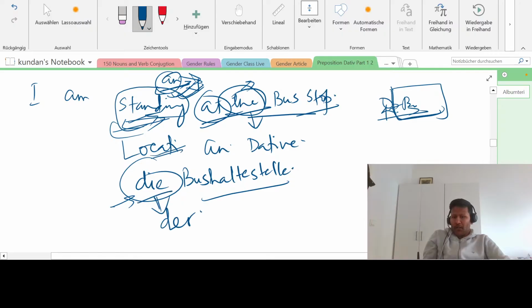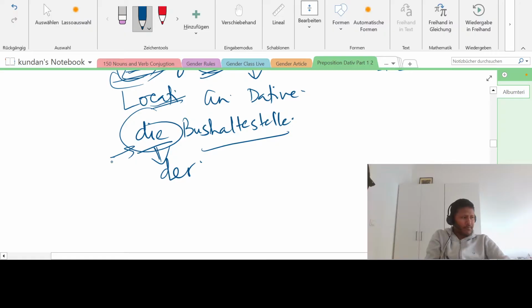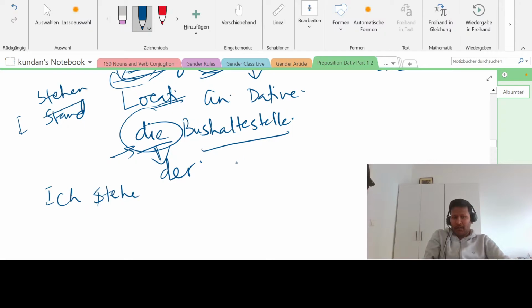Now how to make the sentence? Let us see. I will say I stand. Stand is stehen, so I stand is ich stehe. And on the what? Bus stop. So an der Bushaltestelle. Something like this. So this is not an die Bushaltestelle.